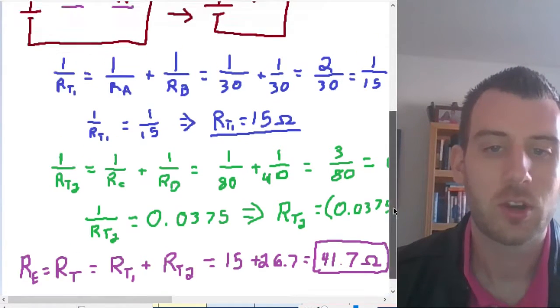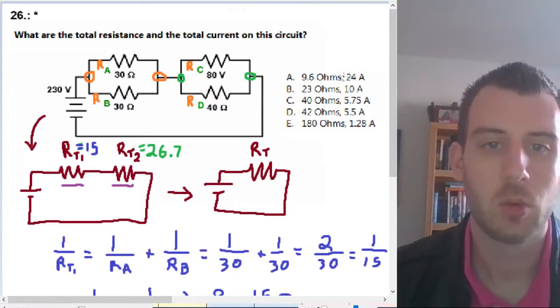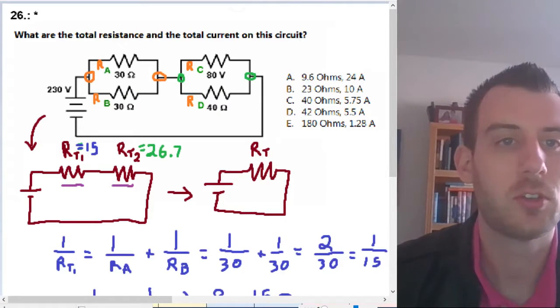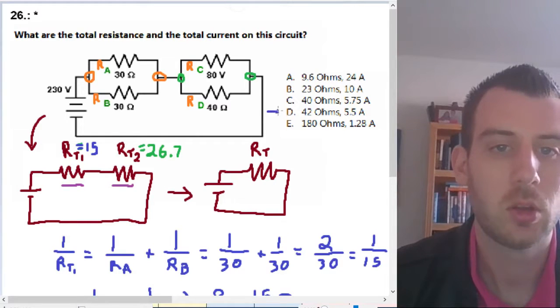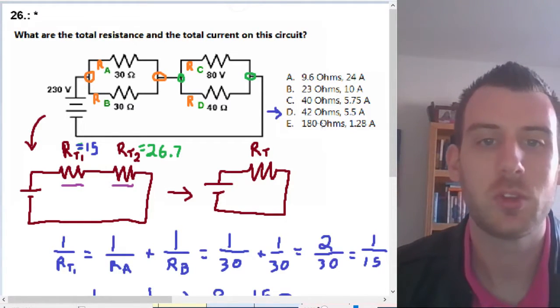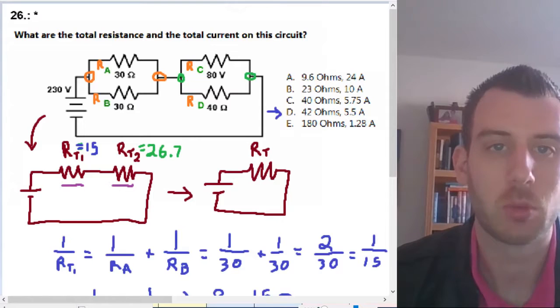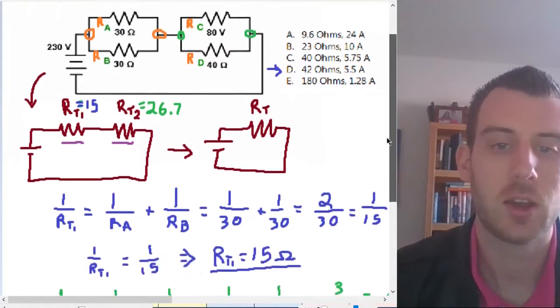So is that all that the question asks? The question asks, what are the total resistance and the total current of the circuit? Well, I'm already at 41.67 is my total resistance. So that looks like it's going to put me right in with D. D is the only one that gives me something around 41.67 ohms. But it's got this 5.5 amps. And just to be sure, because we want to double check our math whenever we can, let's go ahead and find out the current.